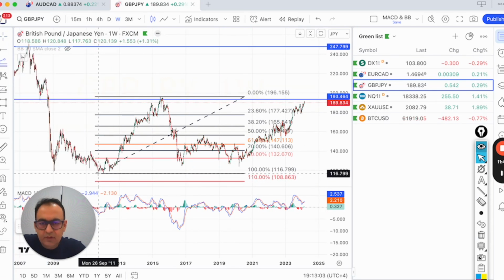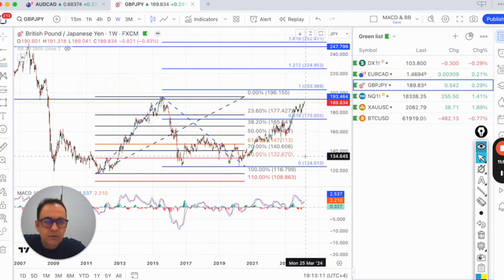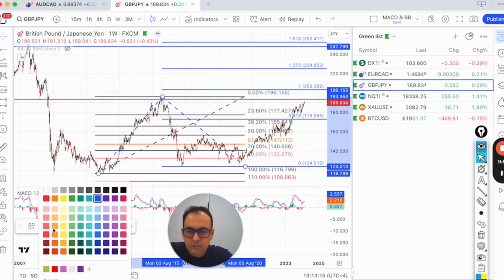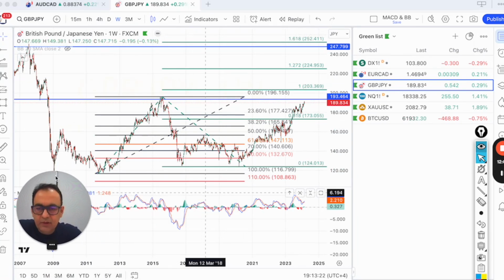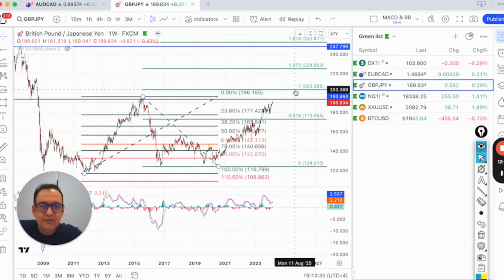So starting from this level to the first high and dragging back to the higher low. So based on Fibonacci extension, it has already crossed the first extension level of 61.8, which was around 173, and the next extension level is coming at 100%, which is at 203. So 173 and 203. Right now we are somewhere in the middle.